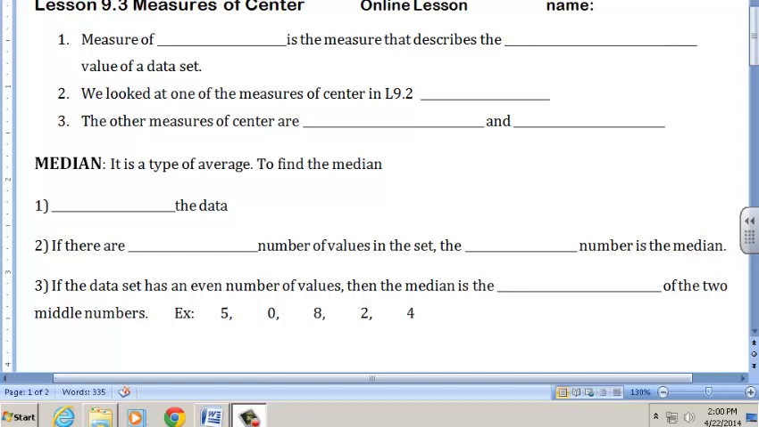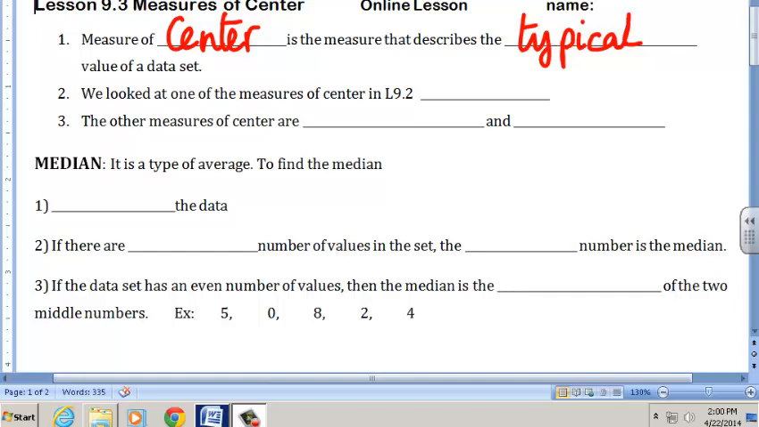This is lesson 9.3, measures of center from chapter 9. Now, measures of center also are a type of average, and a measure of center is the measure that describes the typical value of that data. That means what should be around, what does the usual data look like? That's what it talks about.